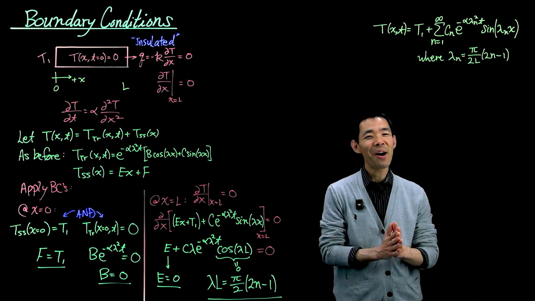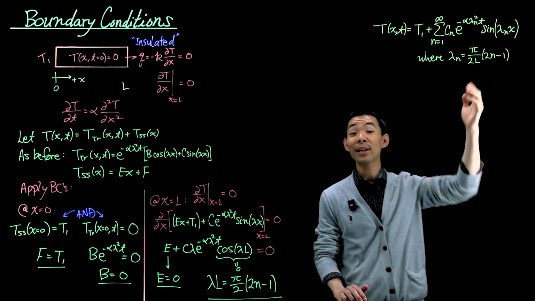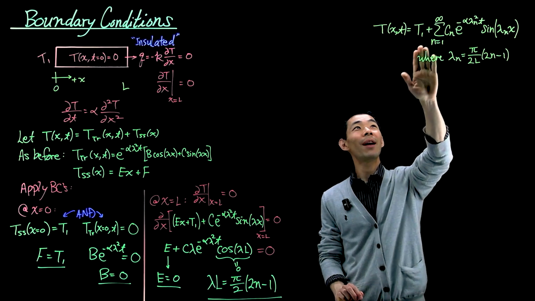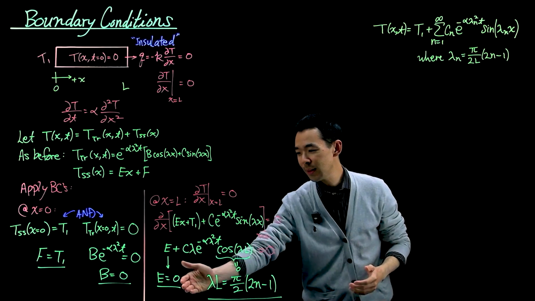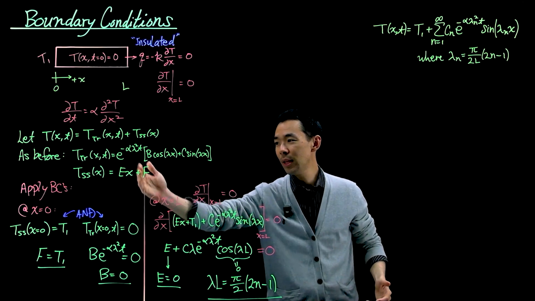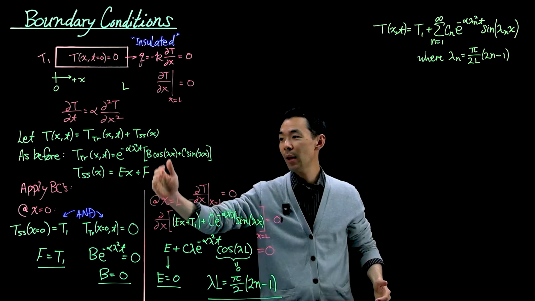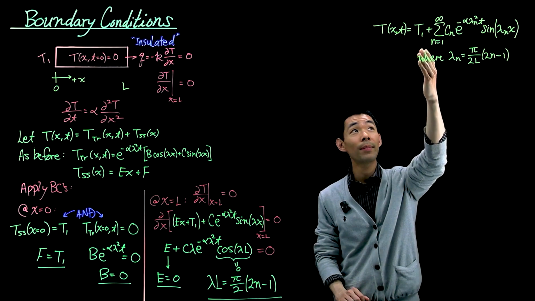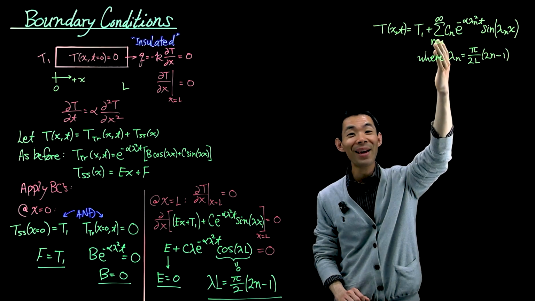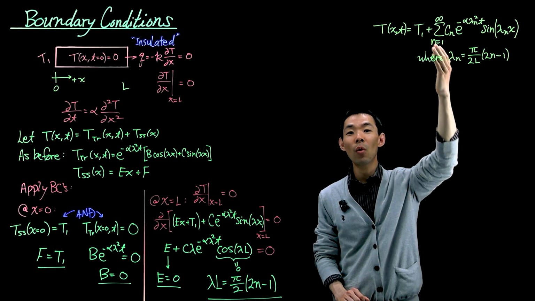All right, so now I've written the full solution as we have it as of now, where we have the steady state solution, which is just T1, because E is 0, which means that the linear x term goes away, and we only have f is equal to t1 left over. So this is our steady state solution t1 plus a summation of n going from 1 to infinity.